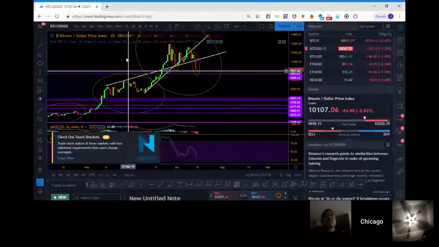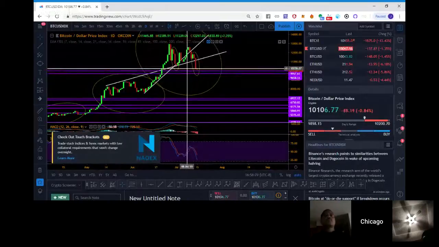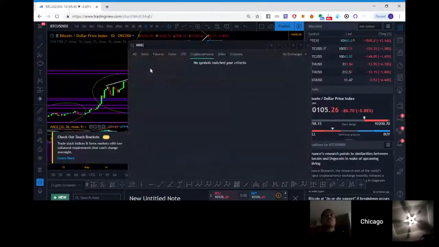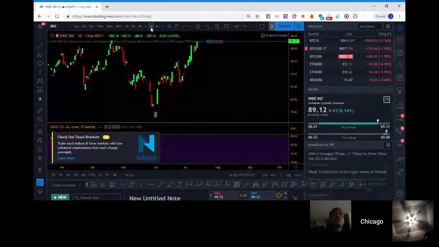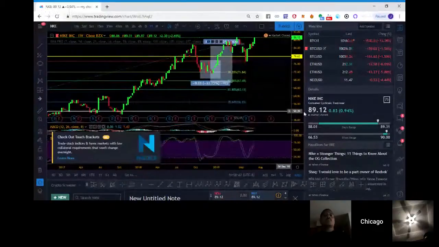Everything I'm doing has nothing to do with cryptocurrency. That's why I want other people to realize that when you come over here and get the chart class, this has absolutely nothing to do with crypto. This is just reading charts. If I pull up my Nike chart, right? We scroll back and we look at Nike. I charted Nike the exact same way I do cryptocurrency.